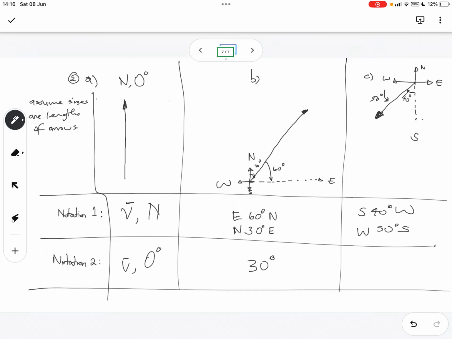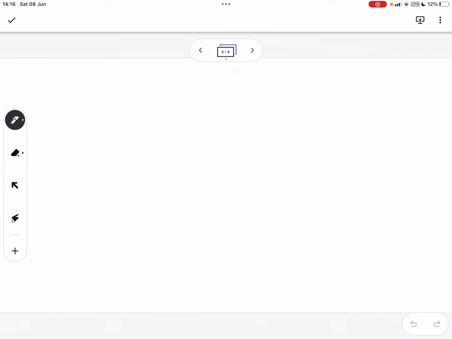And then the last one, we started at south, and then we go 40 degrees west, or we can say west, 50 degrees south, which would be that direction. And here we can also say it's 180 plus 40 is 220. So the bearing is 220 degrees from north. Yes, it's 50.